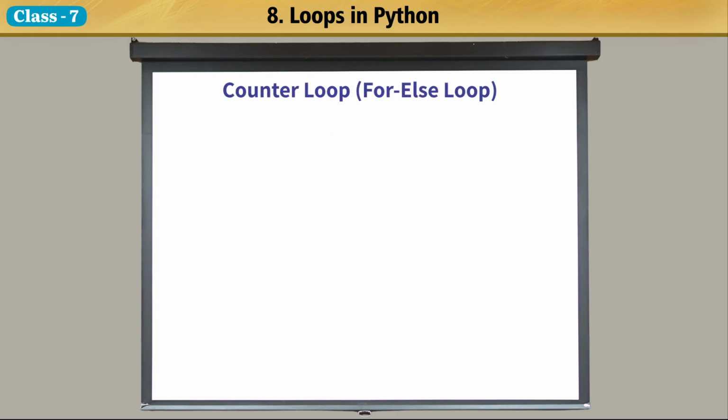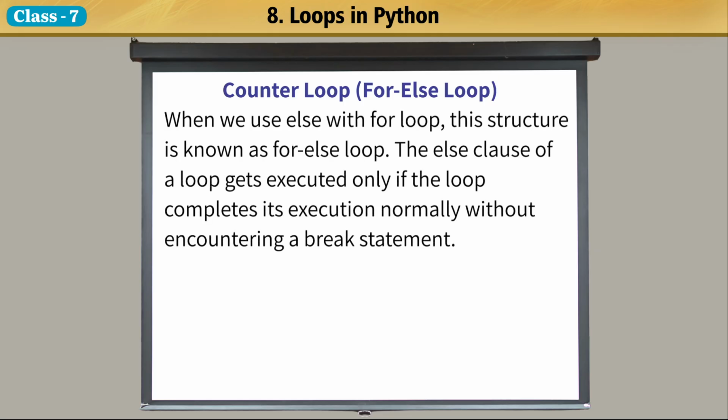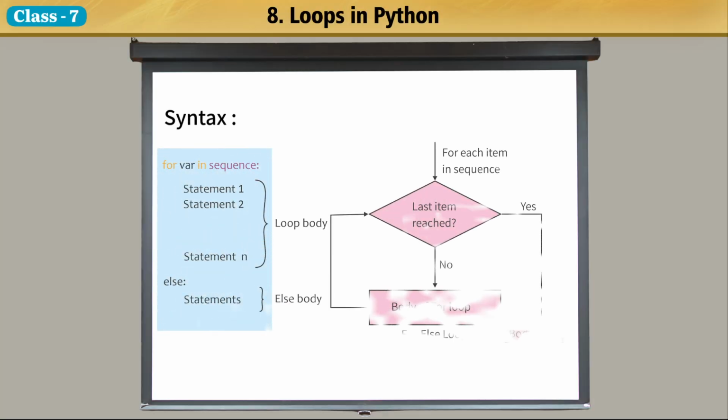Counter loop, for else loop. When we use else with a for loop, this structure is known as a for else loop. The else clause of a loop gets executed only if the loop completes its execution normally without encountering a break statement. Syntax.